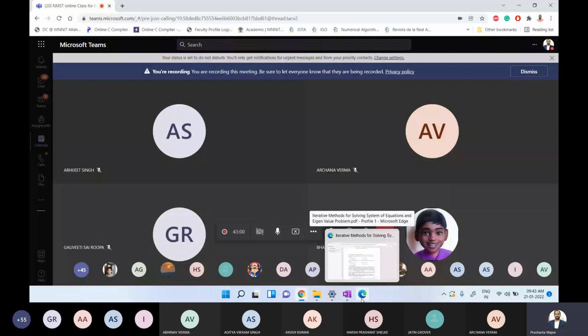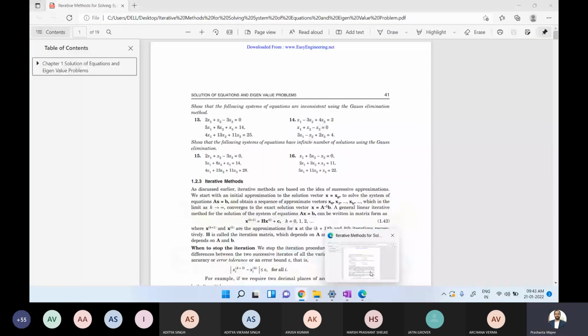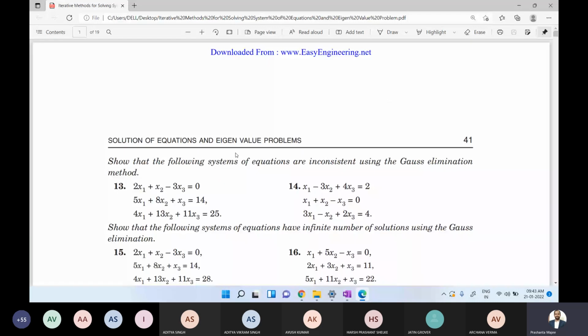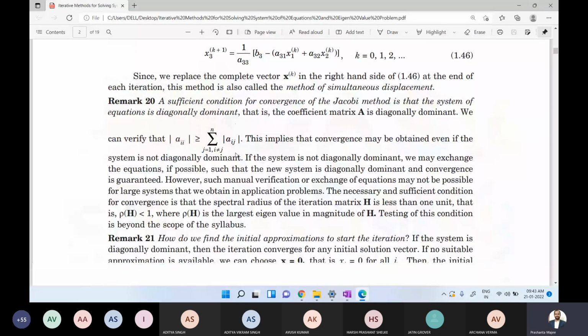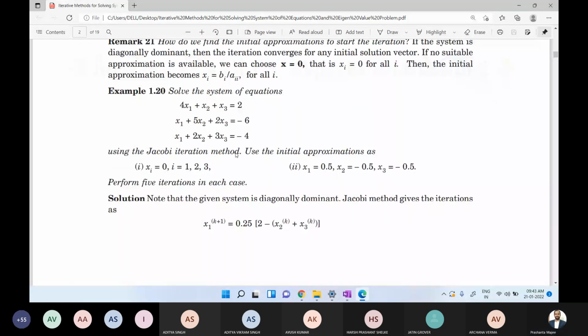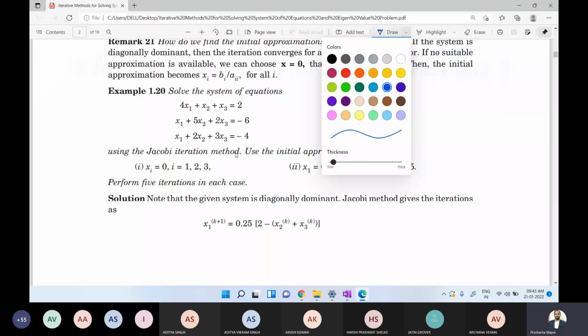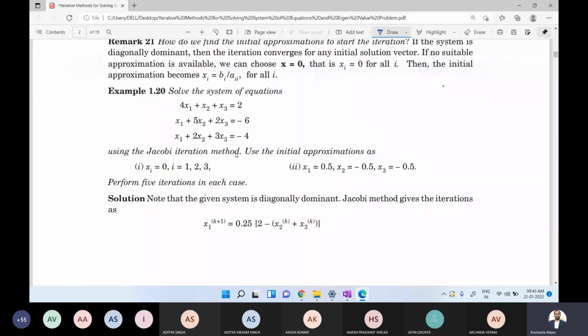Yes, sir, it's visible. Okay. So you see here from this PDF, this is a part of the book by B.S. Grewal. If you look at the system, 4x1 plus x2 plus x3 equals 2, x1 plus 5x2 plus 2x3 equals minus 6, x1 plus 2x2 plus 3x3 equals minus 4. So what is the coefficient matrix now?